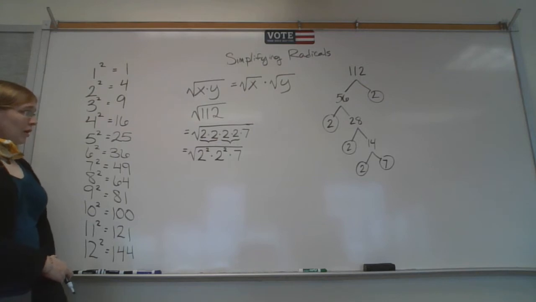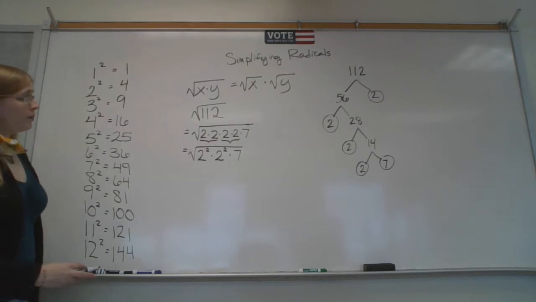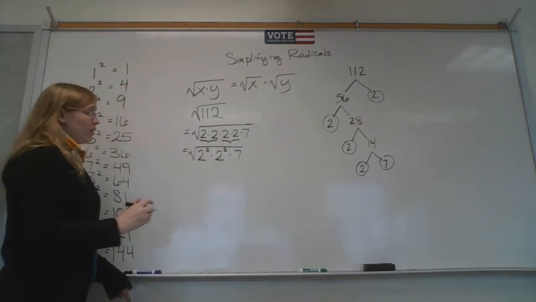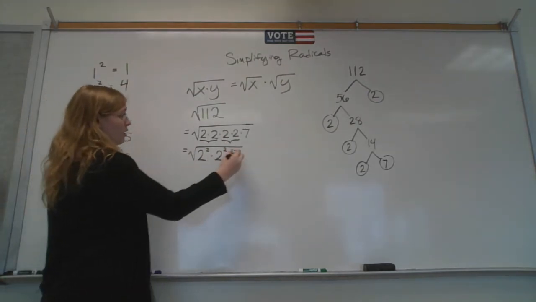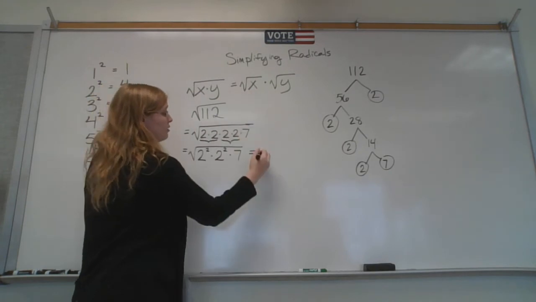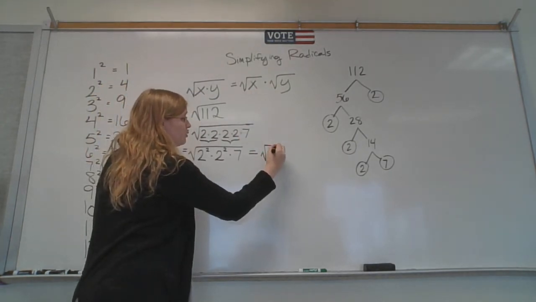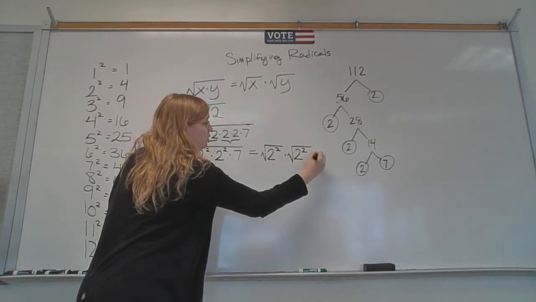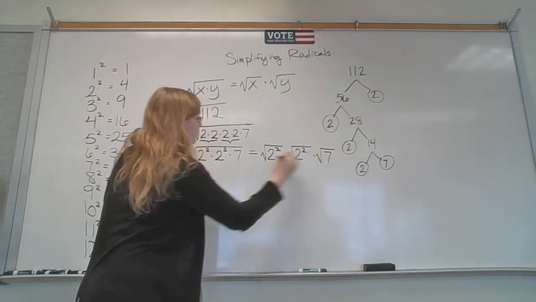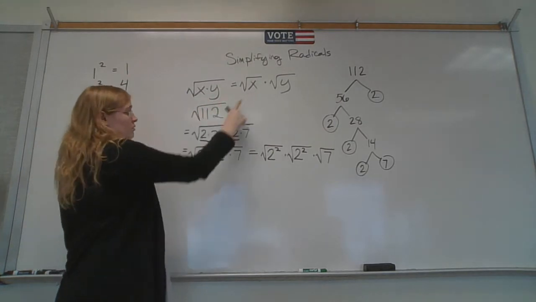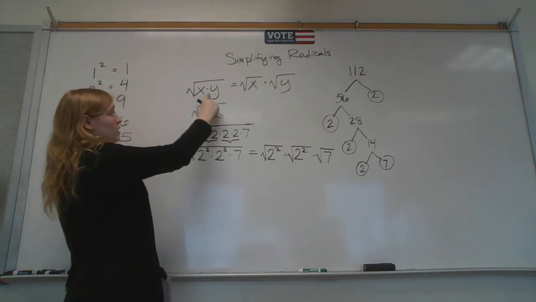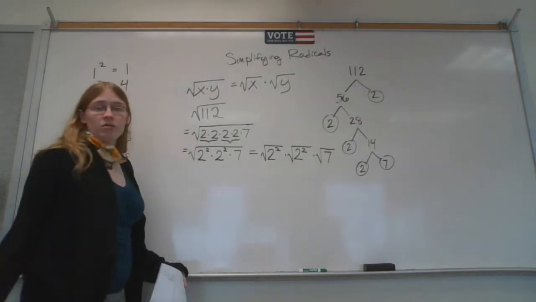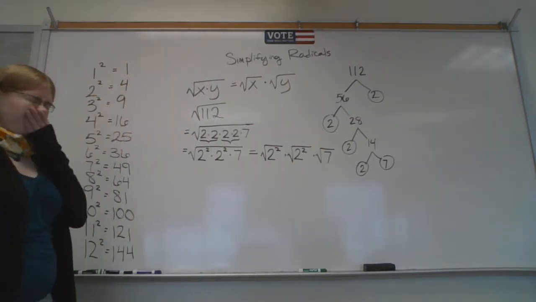Now, at this point, I'm going to break it up, and you'll see why I rewrote these as 2 squared. If I rewrite this as square root of 2 squared times square root of 2 squared times square root of 7, this is just applying this rule here. The 3 things being multiplied inside the square root can be split up into 3 separate square roots. Okay?